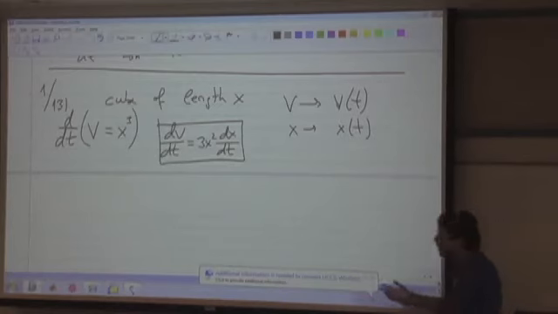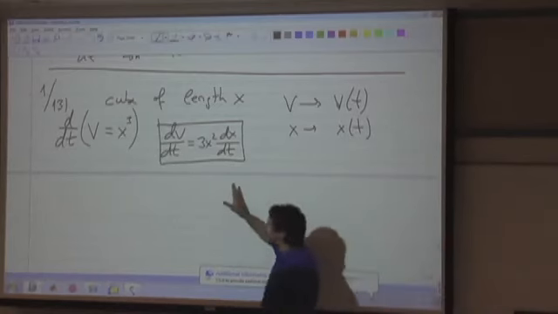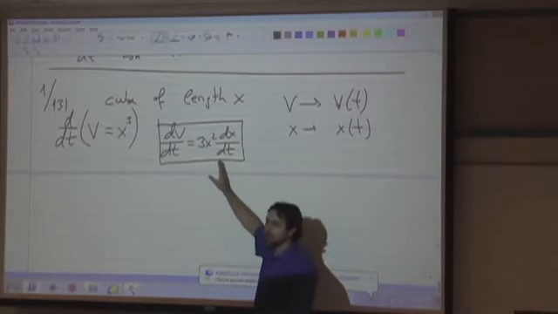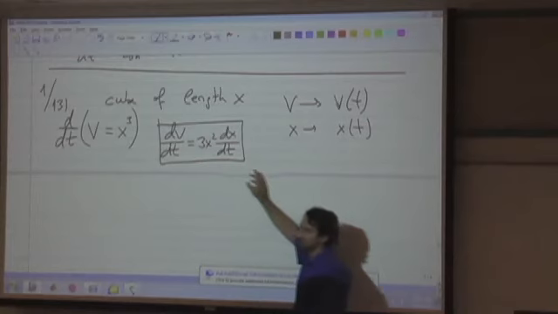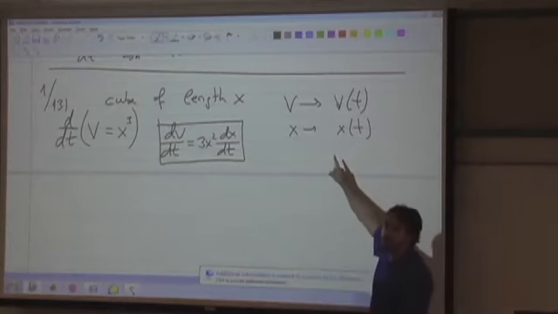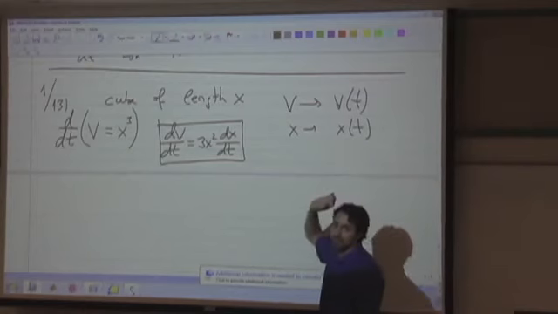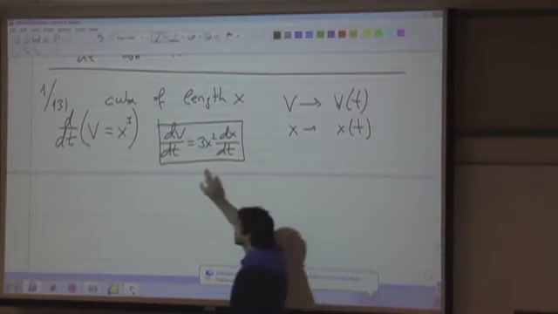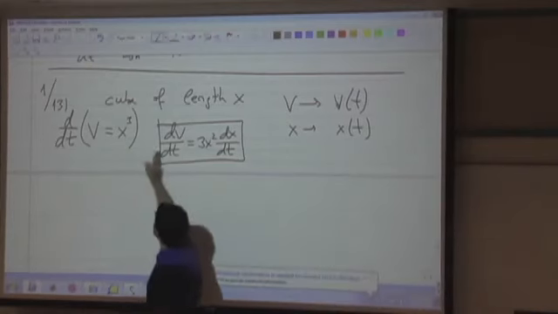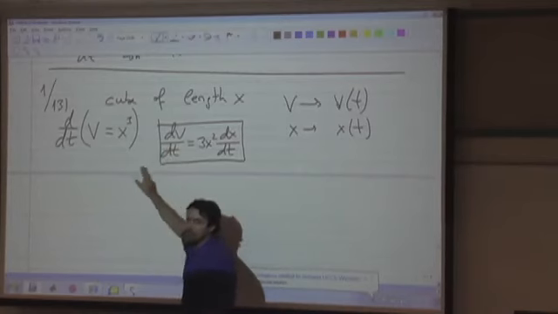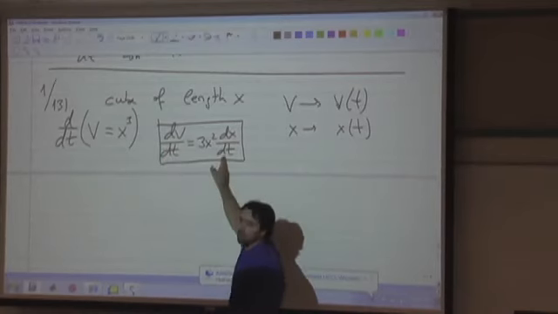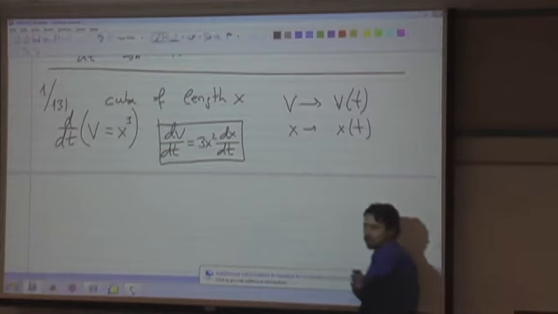So the key idea is, it's not that you're just writing dx over dt here, because that's what you did in the previous section. The key idea is what I just wrote here. V and x are both assumed functions of time. Which means when you take the derivative of V, there should be a dV over dt. When you take the derivative of x, there should be a dx over dt. Does that make sense?